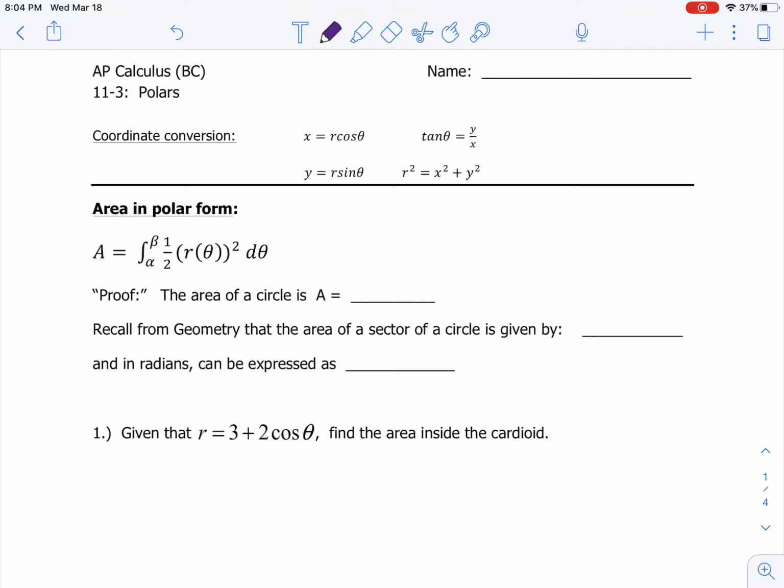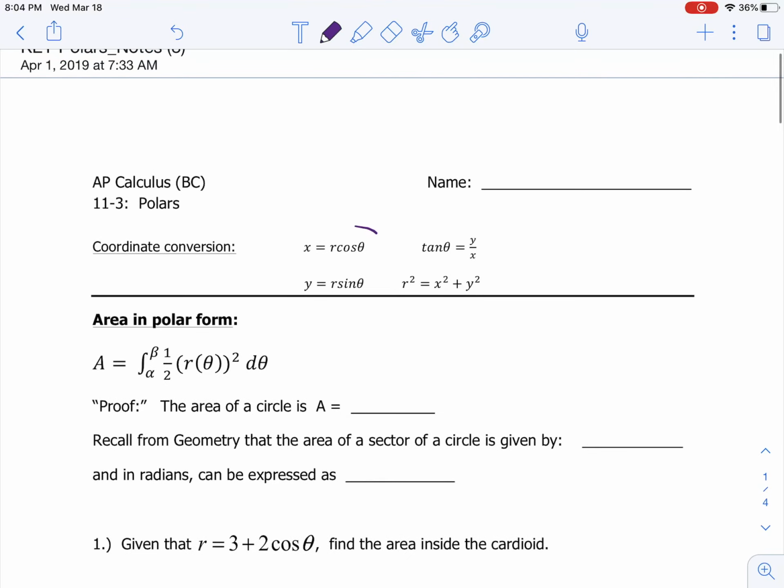All right, e-learning day 4. Here are our notes on polars. So a polar graph is really a special kind of a parametric graph that has a specific coordinate conversion. So x is going to be the radius times the cosine of theta, y is the radius times the sine of theta, and then x squared plus y squared equals r squared.